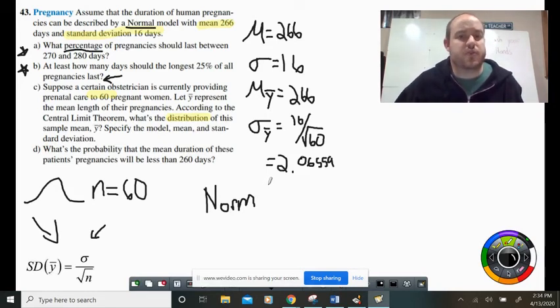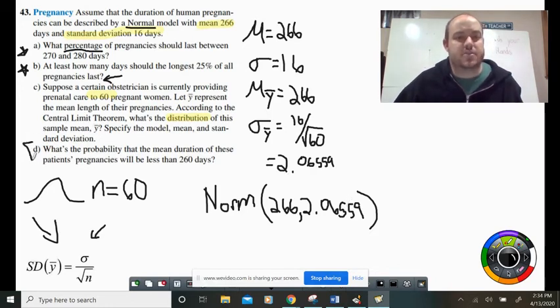So remember, if we wanted to write this in shorthand, we would say that we're using a normal distribution model with a mean of 266 with a standard deviation of 2.06559. So that would be the model we are using here. It's a model with the mean and the standard deviation, okay? Let's go ahead and look at the last part of this question.